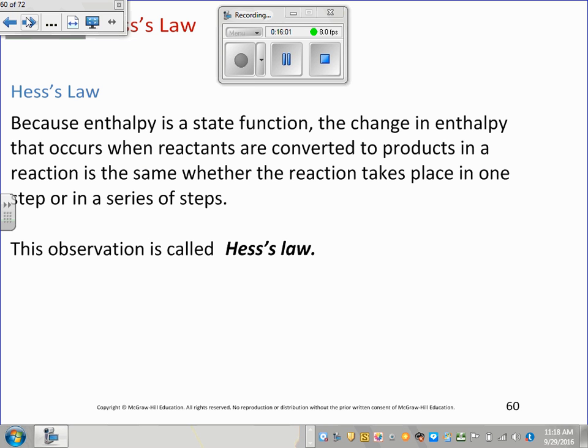We said enthalpy was a state function, so it doesn't matter how you get from point A to point B. We're just interested in the initial and the final state. So when we do a reaction, it doesn't matter if I'm going from A to B in one step or 15 steps, I'm going to get the same answer. That's Hess's law. Okay?